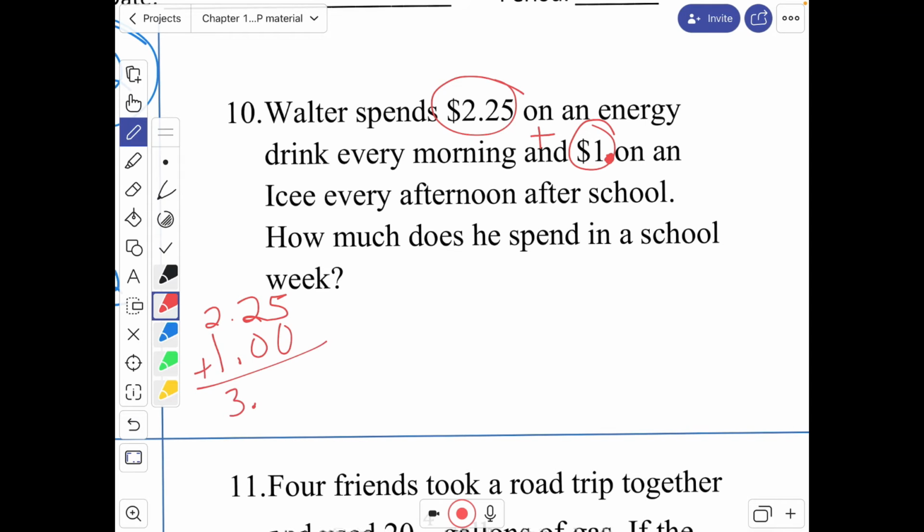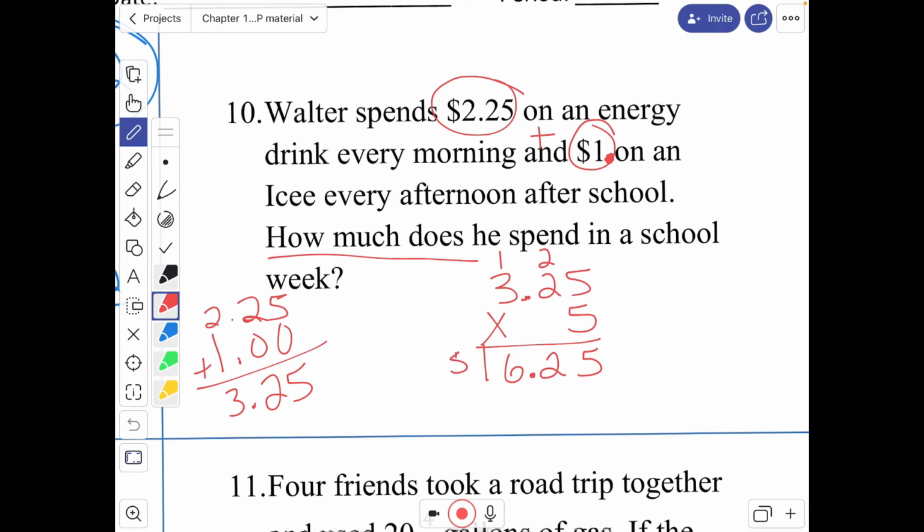So every day he's spending $3.25. How much does he spend in a school week? Well, a school week has 5 days, so we're going to multiply by 5. Walter spends $16.25 in a week.